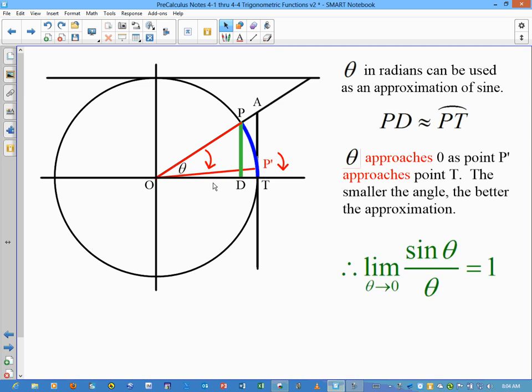And to introduce a little notation to you, we would say, therefore, the limit as theta approaches 0 of the sine of theta divided by theta. In other words, the sine of theta was this segment, and theta itself was this arc. We can say the ratio of those two is going to approach 1. Because as it gets smaller and smaller, they end up becoming one and the same. They end up approaching the same point T. So we can say, therefore, the limit as theta approaches 0 of sine theta over theta is 1.